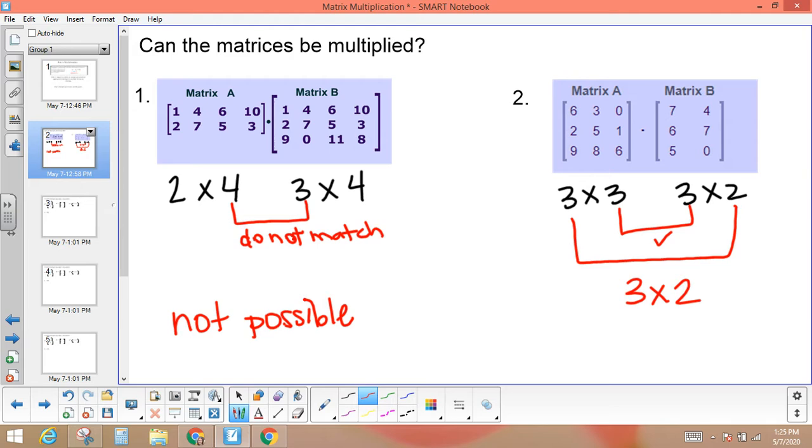And then the dimensions of the answer would be a 3 by 2, because that's the rows of the first and the columns of the second. Okay, so let's do some examples of actual multiplying.